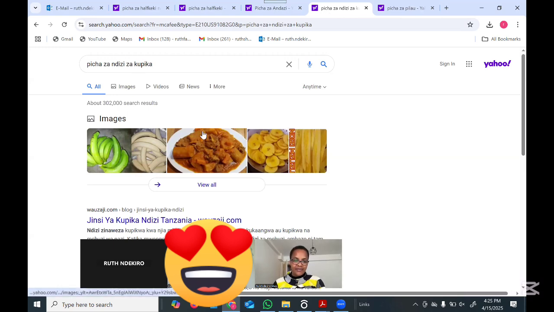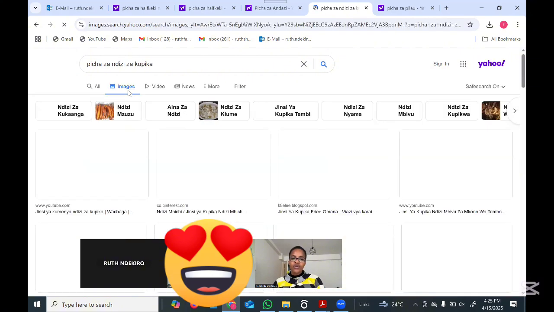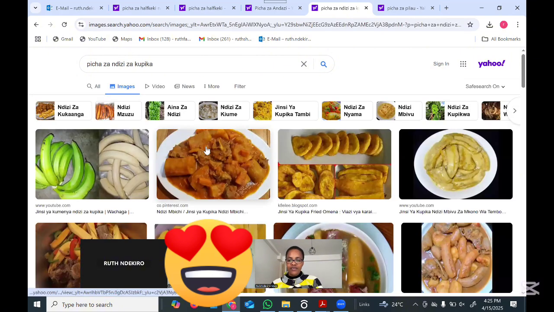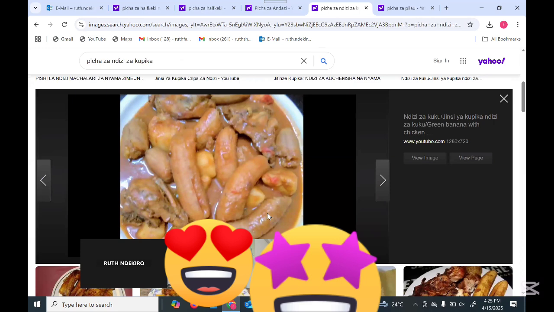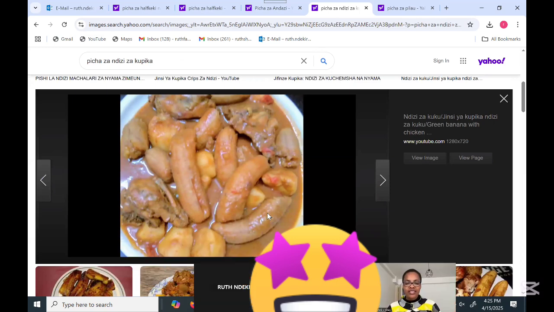Tumesema ndizi, right? Banana, ndizi za nyama or ndizi za samaki, whatever. So it is cooked banana. You see the green banana? Yeah. The green banana, and then they cook it and mix the meat. What you see here is meat, I think. So they mix it together and they boil it until it is soft. They add oil inside, they add different spices like tomato, onion, whatever it is, and it is cooked until it is like this.